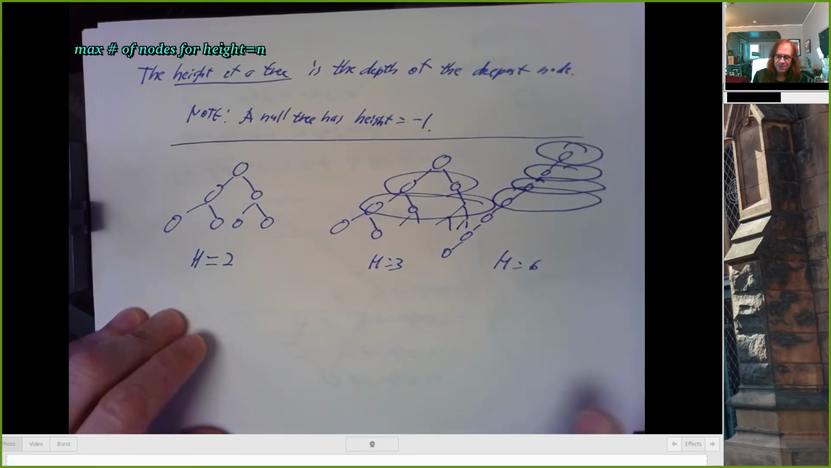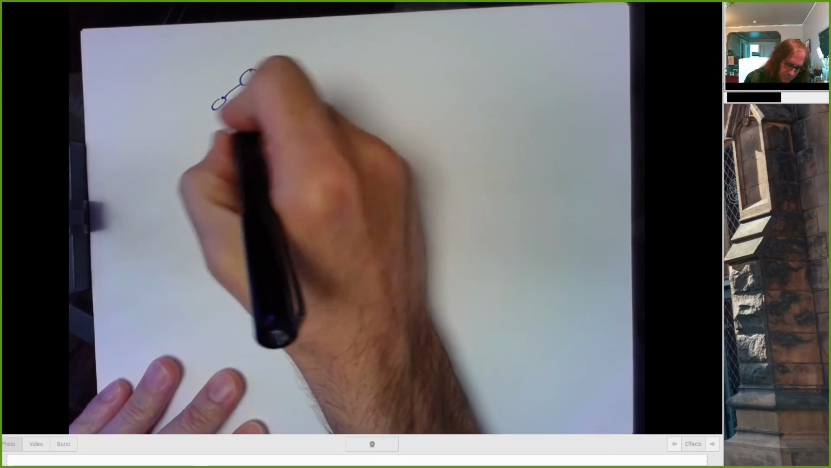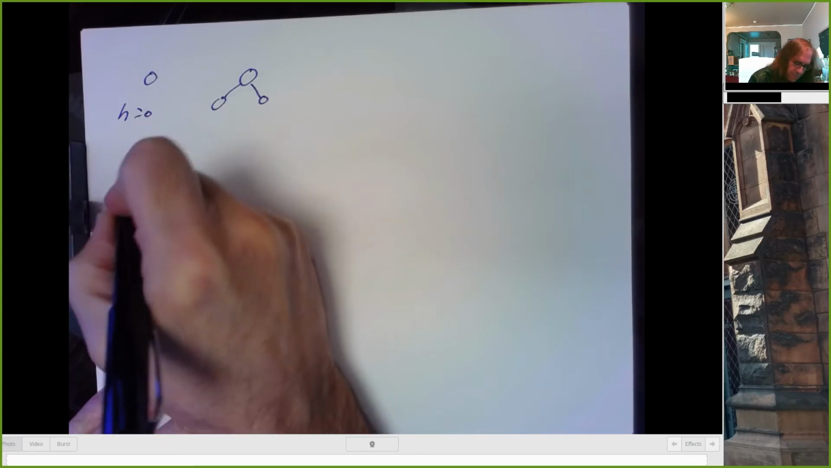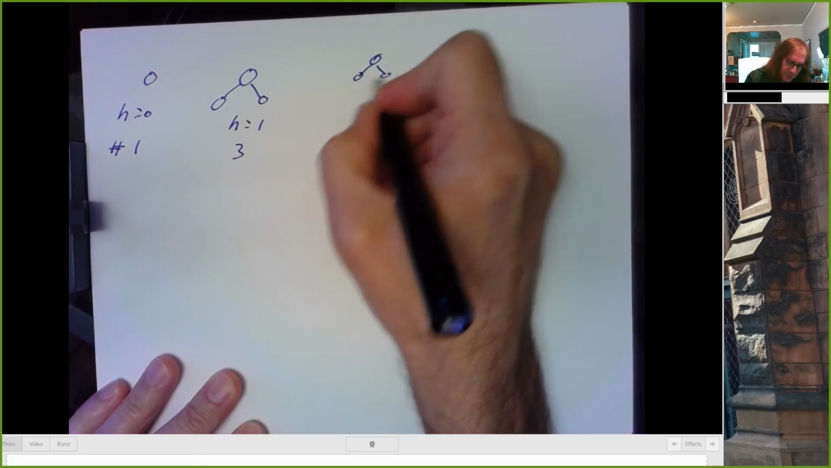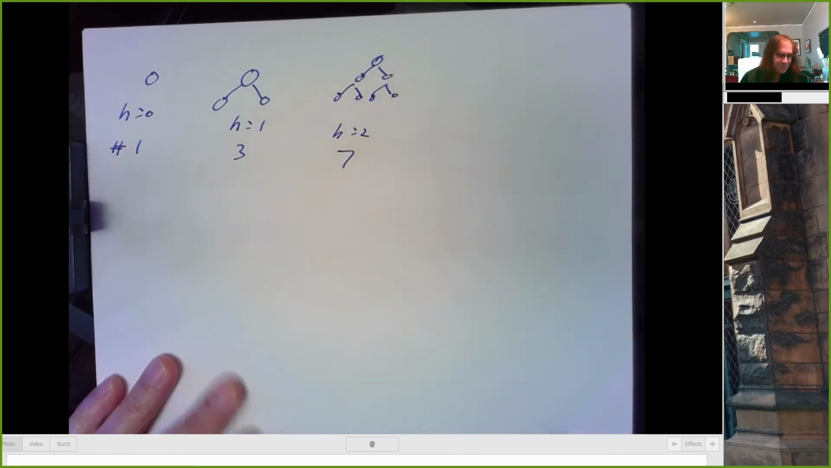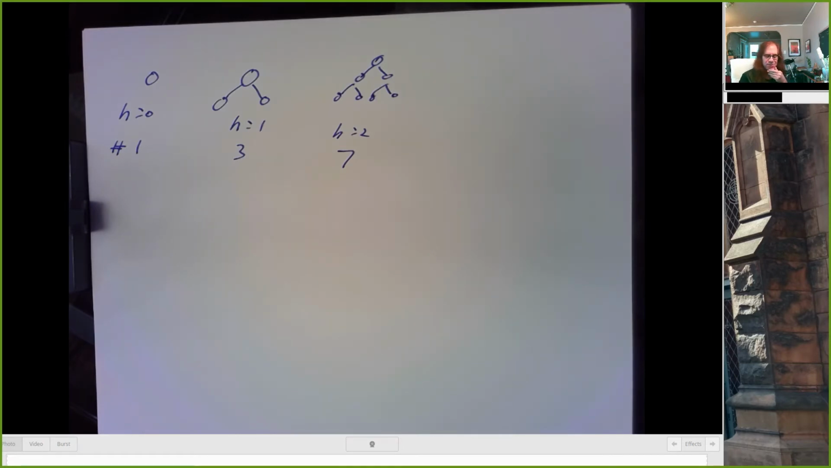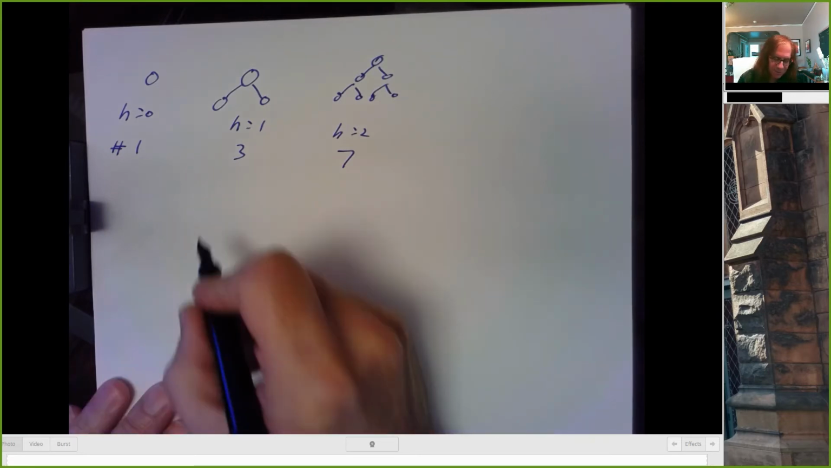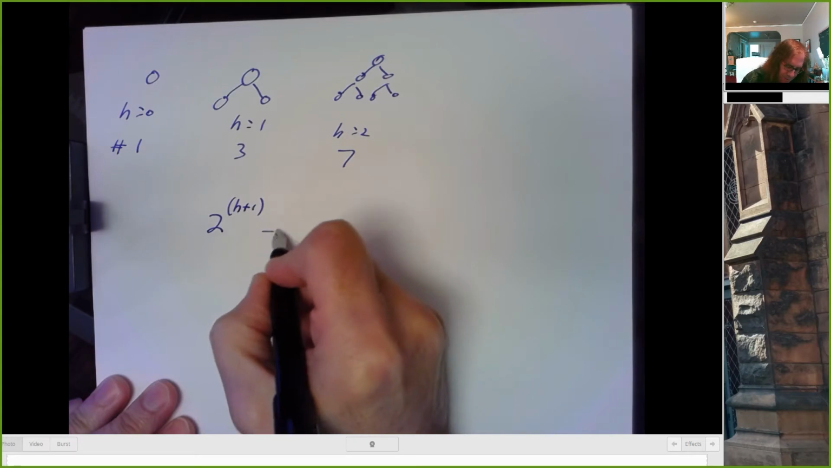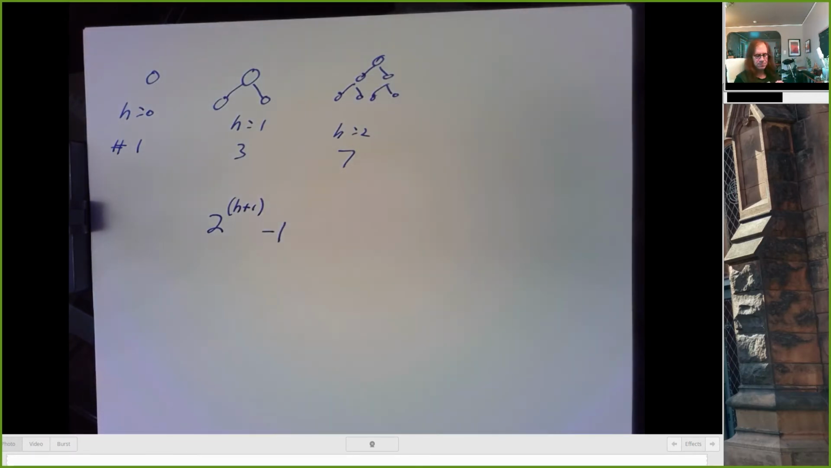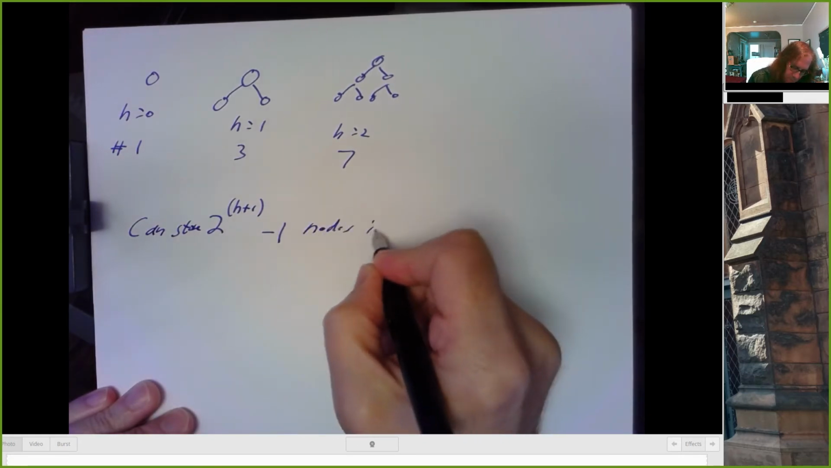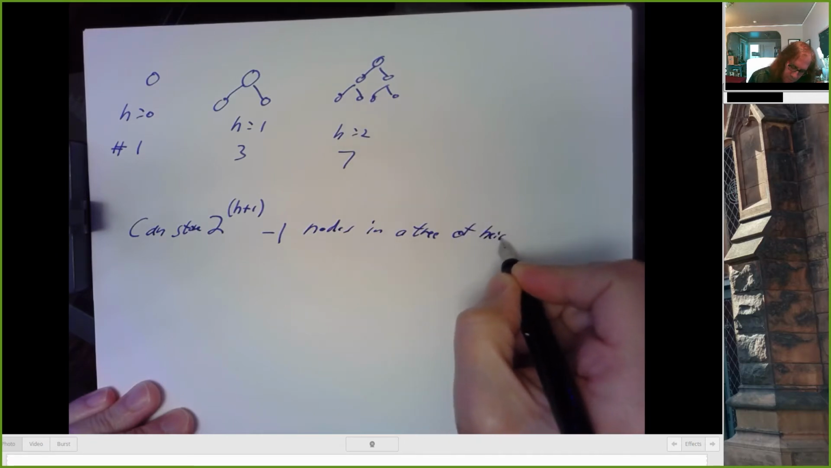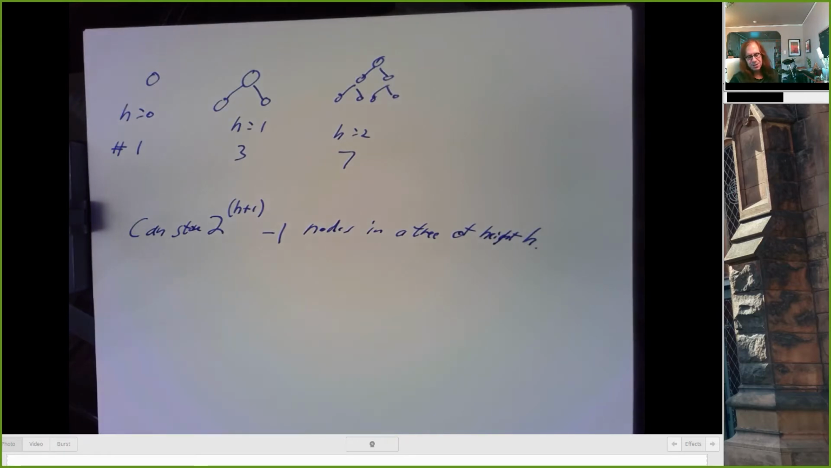So if we have a tree of height n, how much stuff could we store in it? So a height of 0 we can store one thing. A height of 1 we can store 3. A height of 2 we can store 7. So it's definitely a 2 to the something situation. And I think the way it works out is it's 2 to the quantity h plus 1 minus 1, where h is the height of the tree. So if our tree has height h, we can store 2 to the h plus 1 minus 1 things in it.